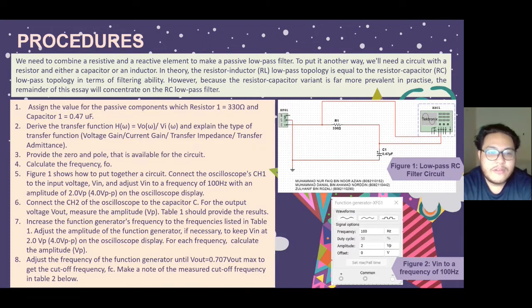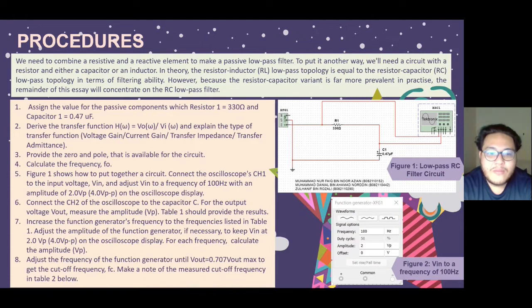Okay, for the procedures, firstly, assign the value for the passive components, which is resistor 1 equal to 330 ohm and capacitor 1 equal to 0.47 microfarad. Secondly, derive the transfer function H equal to Vout over Vin and explain the type of transfer function: voltage gain, current gain, transfer impedance, or transfer admittance.